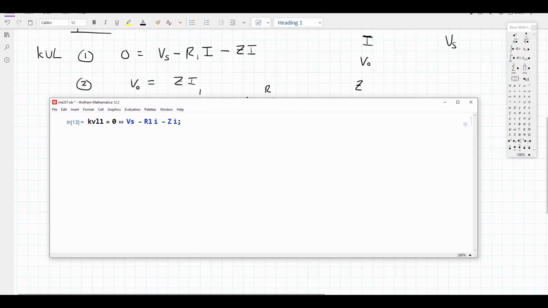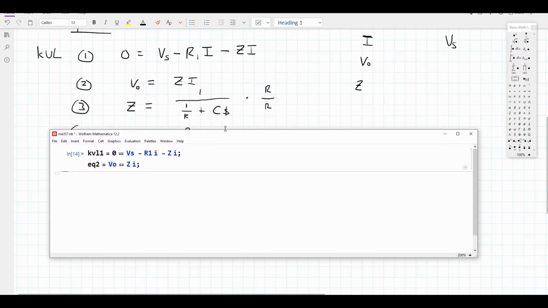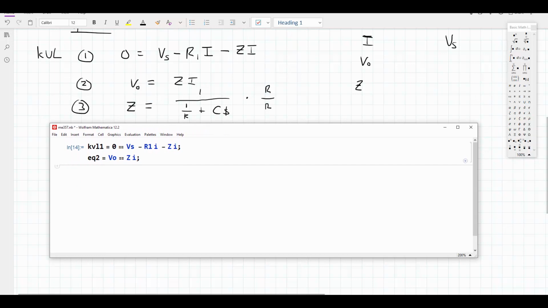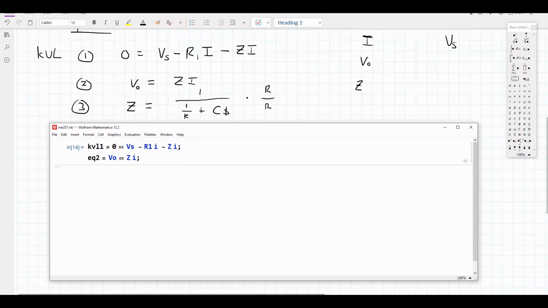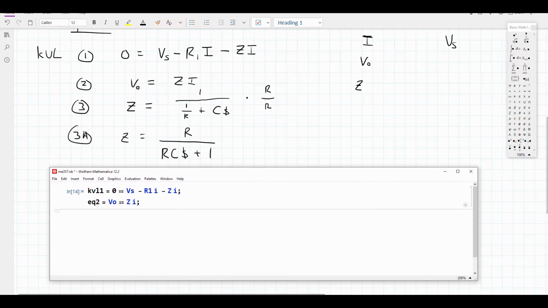Then we have that voltage drop equation. I'll just call it EQ2 here. And this tells us that Vout equals Z times i. And then we have that third equation, which is defining what Z is in terms of the given parameters. So Z equals, double equals, I'll call this EQ3 here.